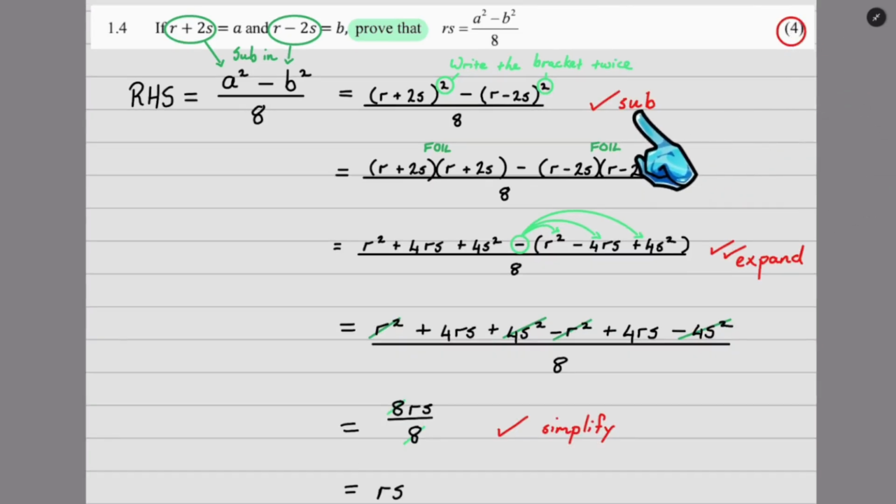And your 4 marks will come from the correct substitution, expanding that using FOIL, as well as simplifying that to get the final answer.